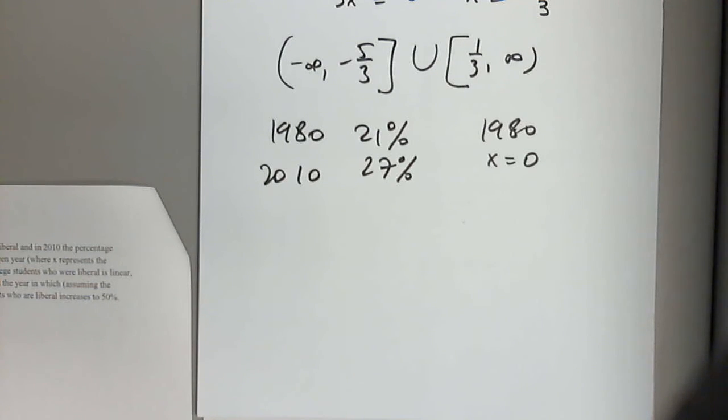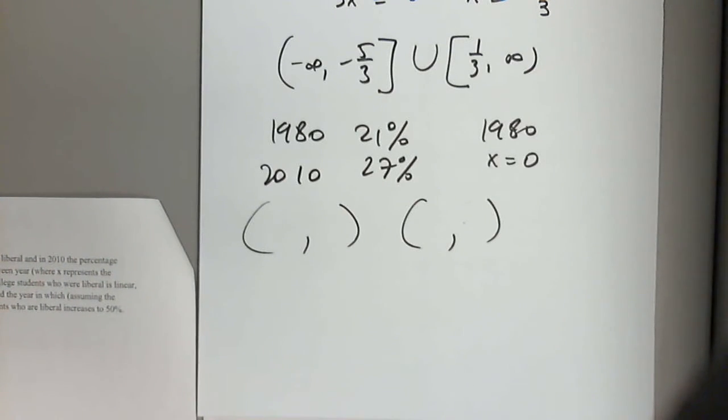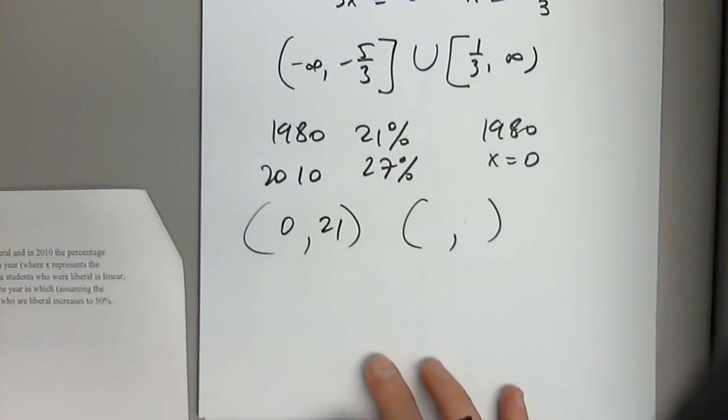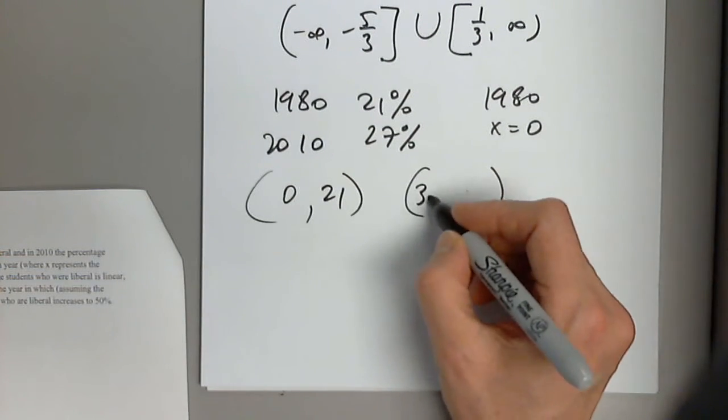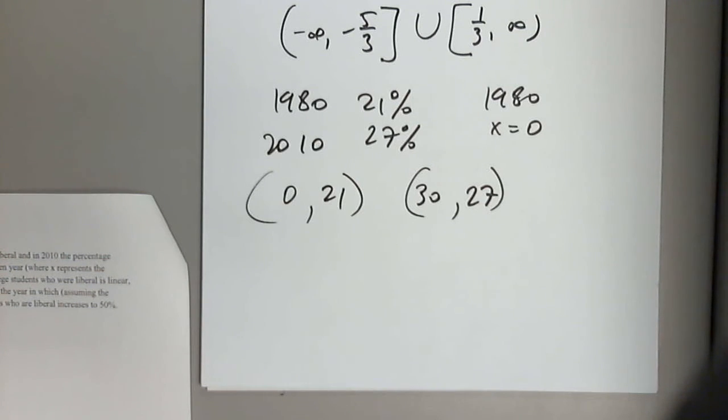So first of all, let's analyze what we're given. When you hear linear, what do you picture? A line. How many points do I need for a line? Two. So give me the points. (0, 21), exactly, and (5, 27).